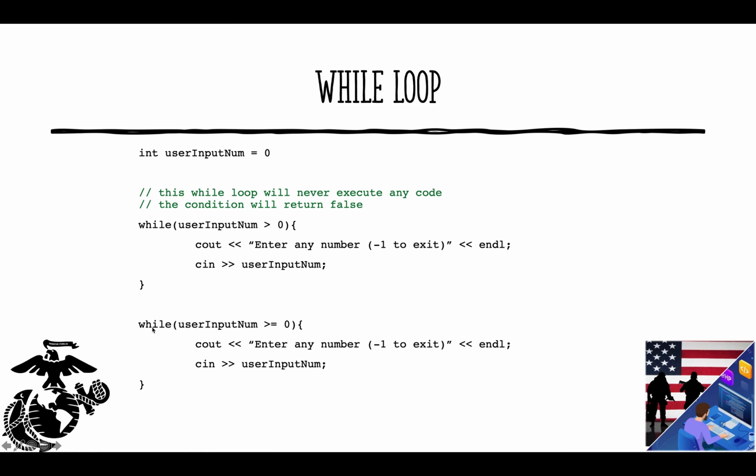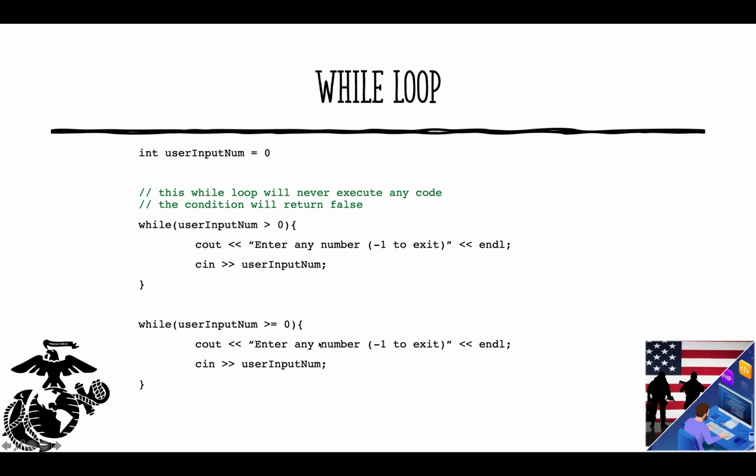Now let's check the same while loop. Same exact thing, the only difference is greater than or equal to 0. Of course, our user input num is 0, so while 0 is greater than or equal to 0, this will return true because it is equal to. So now this code will be executed. It tells the user to enter a number, and I'm telling them that -1 is how to exit this while loop. As long as the user inputs a positive number, this will continue.